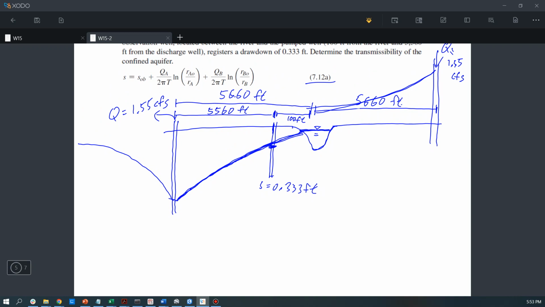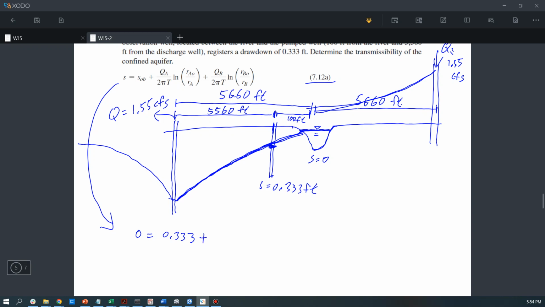So now that's set. The drawdown at the river is 0. Okay. So if we apply this equation, this A's will be 0, and our observation drawdown on the observation well is 0.333. Okay.